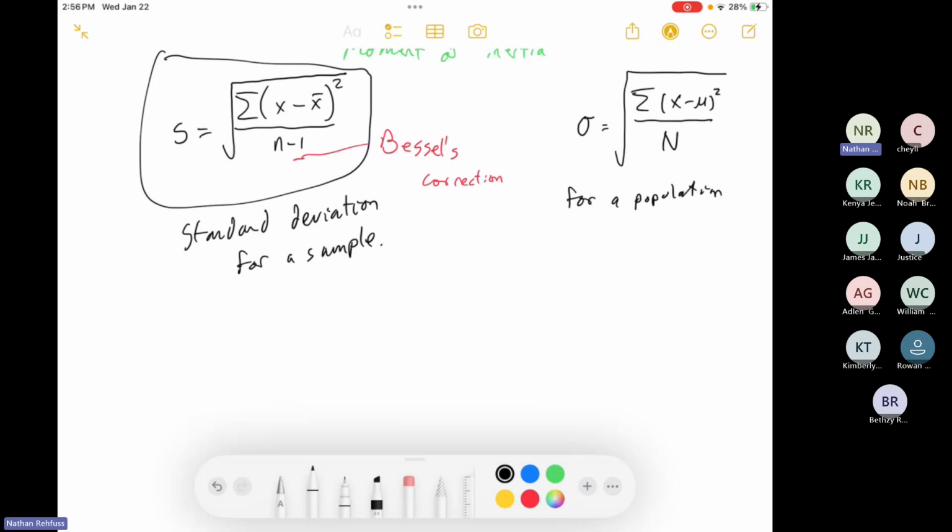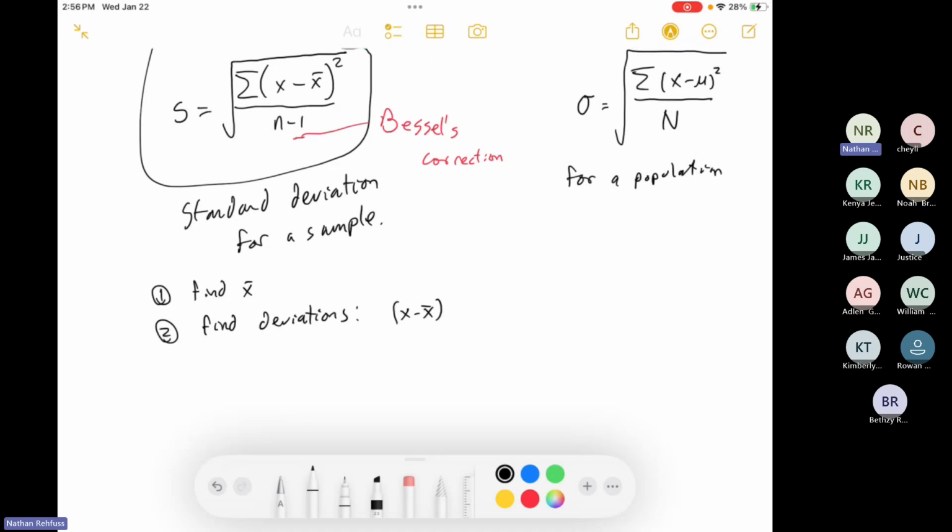Let's take this formula apart. First, find x bar. Then find deviations, x minus x bar. That would be asking, how far am I from the middle? Here, we can set up a table. Our set A was 1, 2, 4, and 5, and x bar for A was 3. So step 1, find x bar. Step 2, let's look at our x values. My x's are 1, 2, 4, and 5.